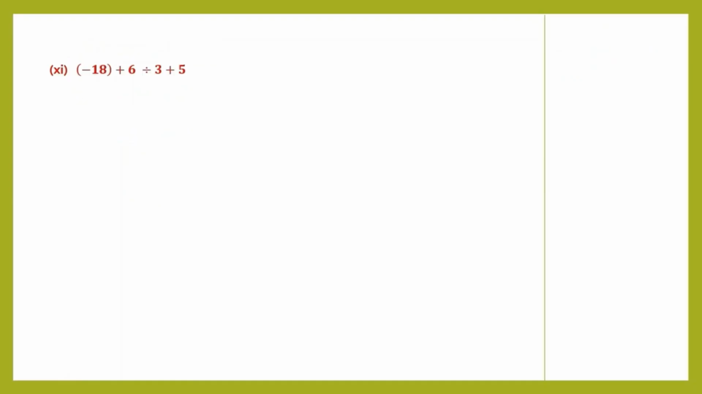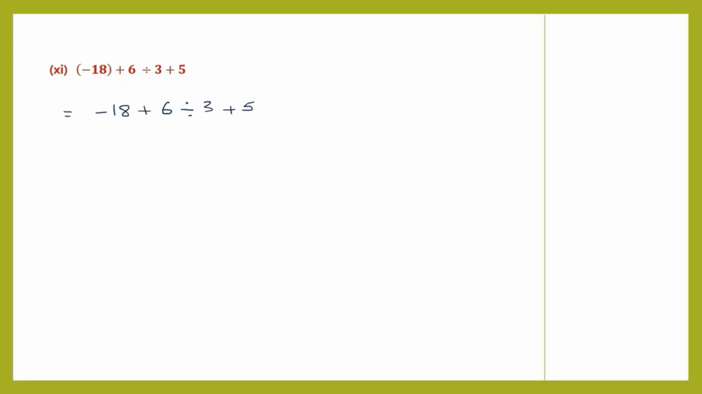Question 11. Here we have minus 18 plus 6 divided by 3 plus 5. So first we can open this. Since we have a minus sign, the bracket has been put there. So we'll just open it. It becomes minus 18 itself. It remains as it is. Plus 6 divided by 3 plus 5.